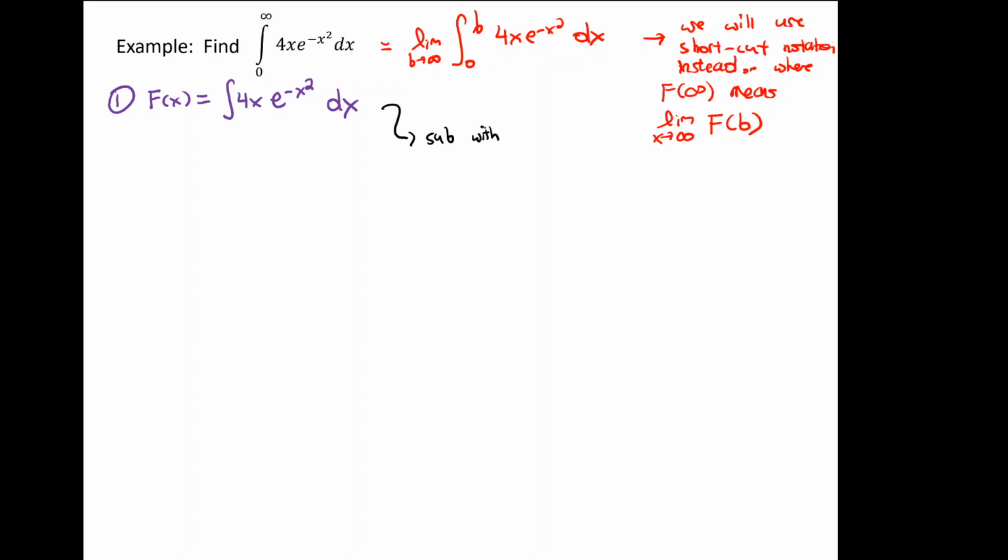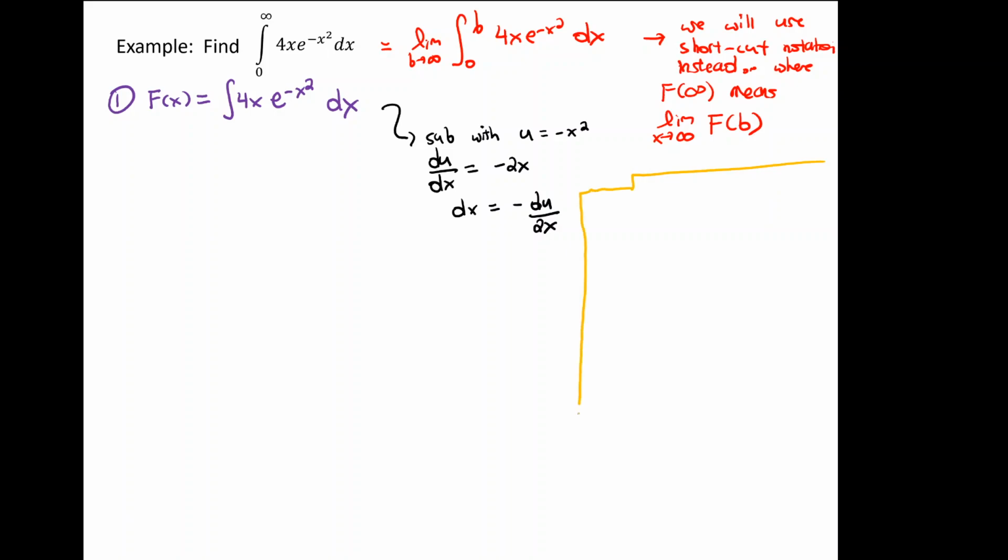Anyway, so if we're going to use substitution, substitute with u equals negative x squared. And du by dx is negative 2x. Rearrange and we get dx equals negative du over 2x. Off to the side, I'm going to write down the alternative method that's used.